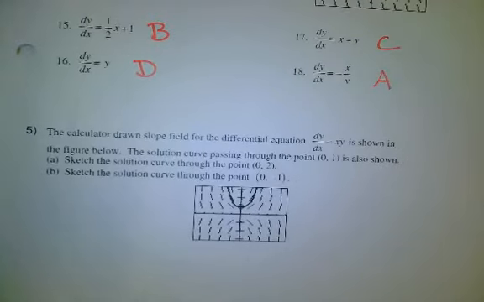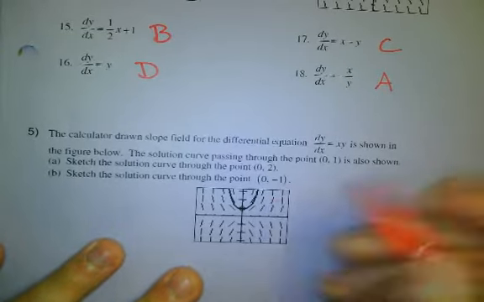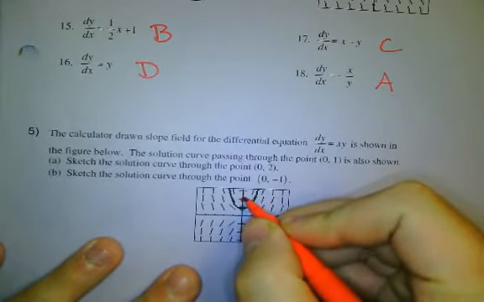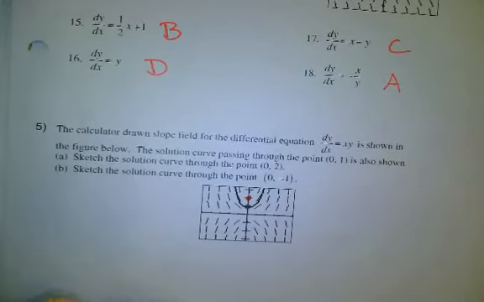Alright, so here's a free response question, kind of, sort of. I think they did some of it for you already. A calculator has drawn a slope field of dy/dx equals xy, shown in the figure below. The solution curve passing through the point (0, 1) is shown. Sketch the curve through (0, 2). I kind of showed this for you already. How do we sketch it? Plot a point at (0, 2), and you just follow the slope field.